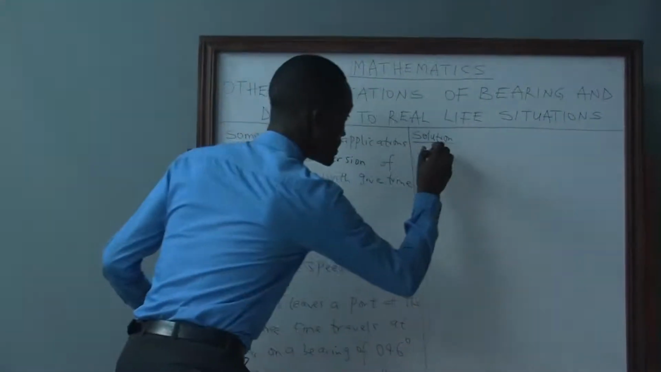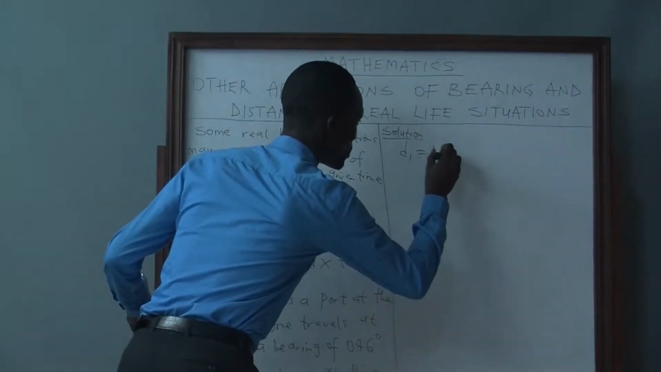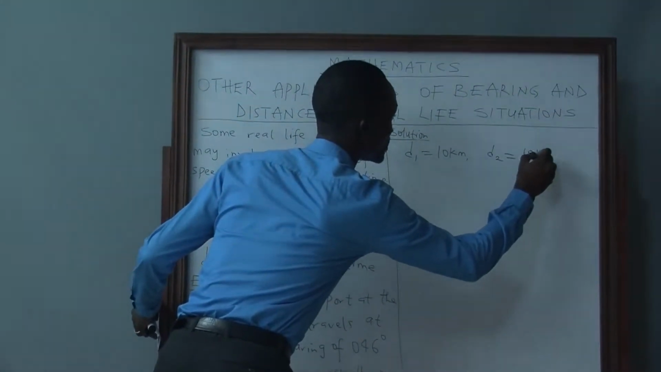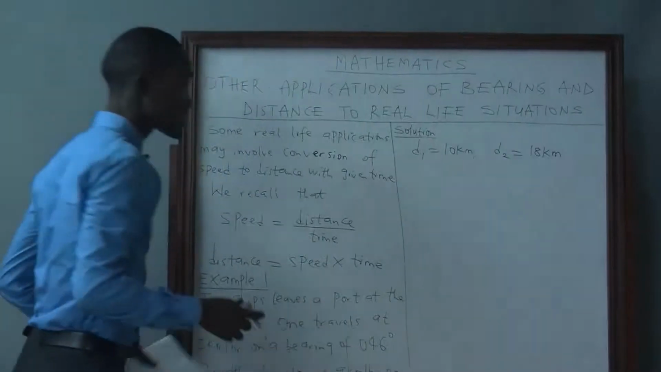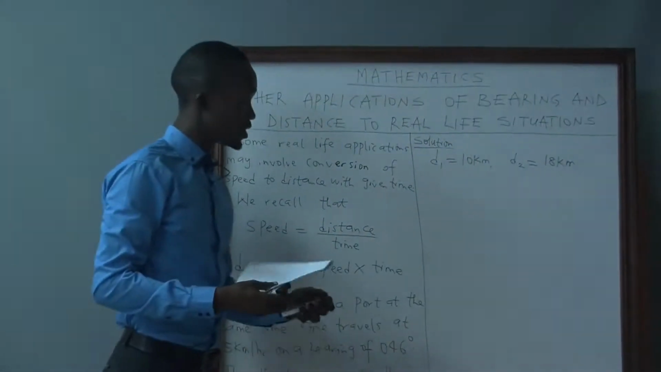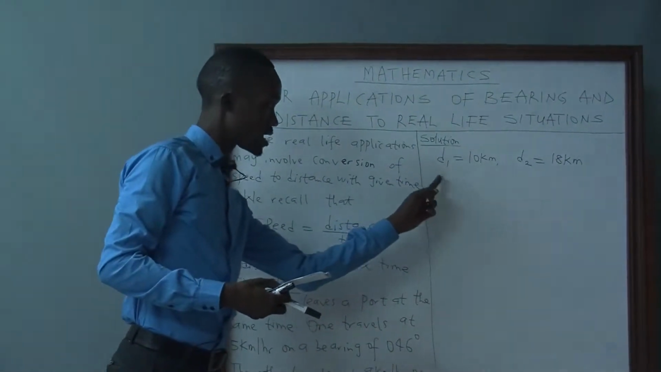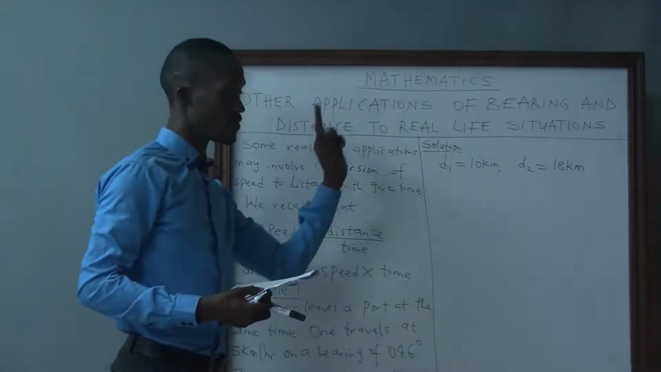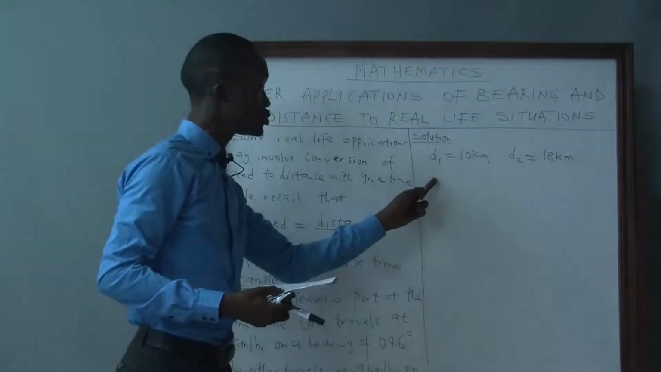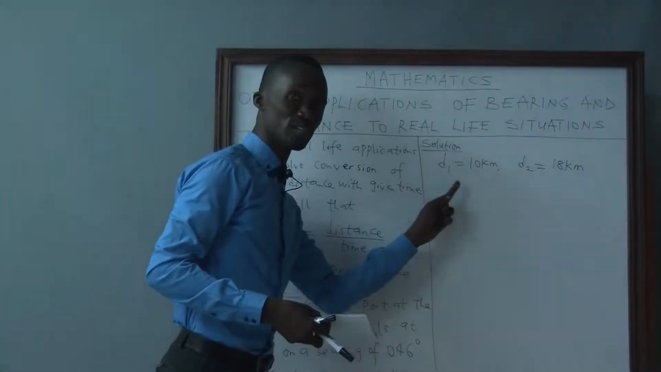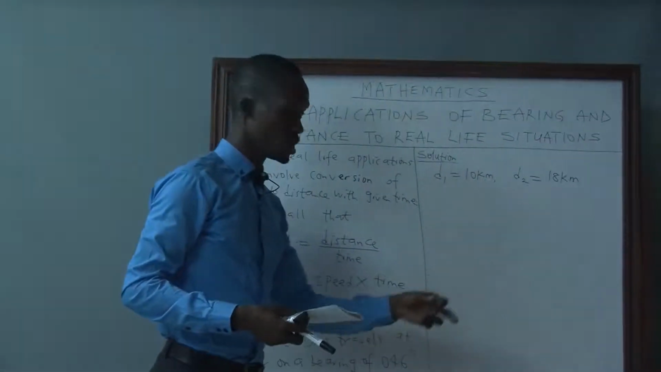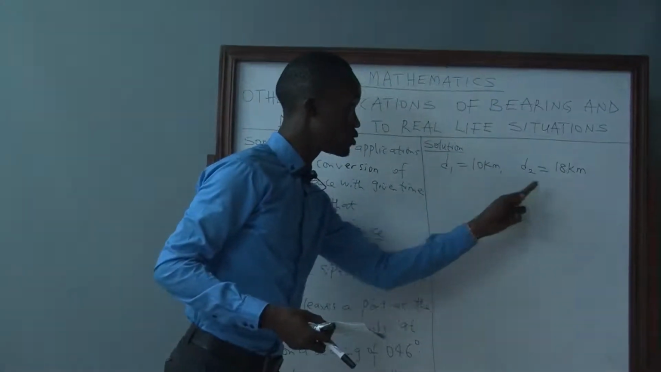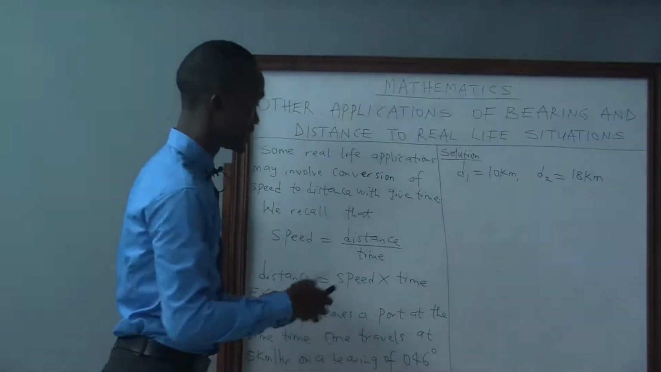So we've obtained D1 as 10 kilometers and we've obtained D2 as 18 kilometers. Before sketching the diagram, we need to look at the two values and quickly do a recap on what we have learned: the line we use to represent D1 will be different from the line we use to represent D2. If you look at the two, 18 is more than 10, so the line that we use to represent 18 will be longer than the one we use to represent 10.